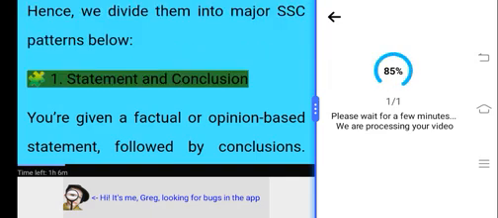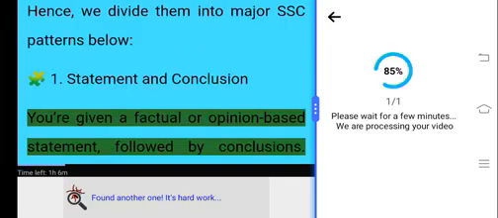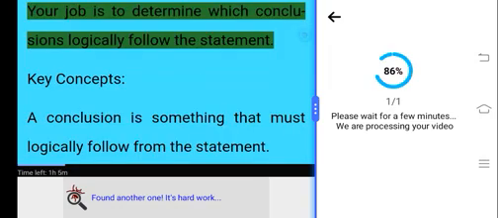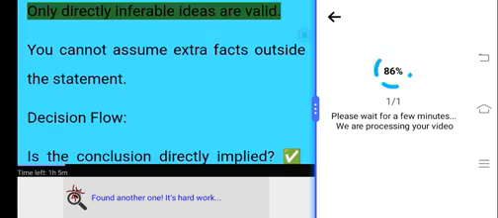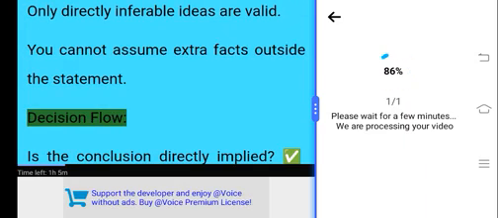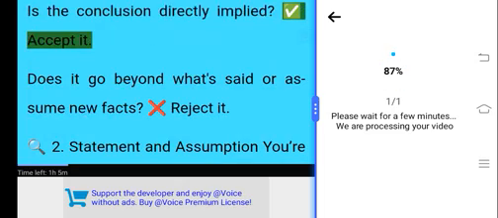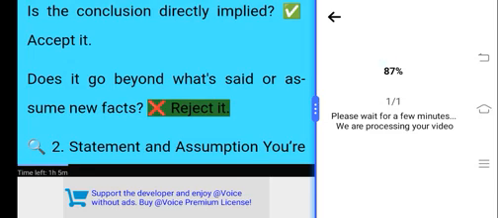1. Statement and conclusion. You're given a factual or opinion-based statement, followed by conclusions. Your job is to determine which conclusions logically follow the statement. Key concepts: a conclusion is something that must logically follow from a statement. Only directly inferable ideas are valid. You cannot assume extra facts outside the statement. Decision flow: is the conclusion directly implied? Accept it. Does it go beyond what's said or assume new facts? Reject it.